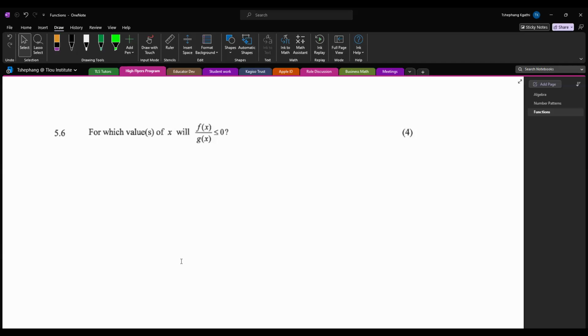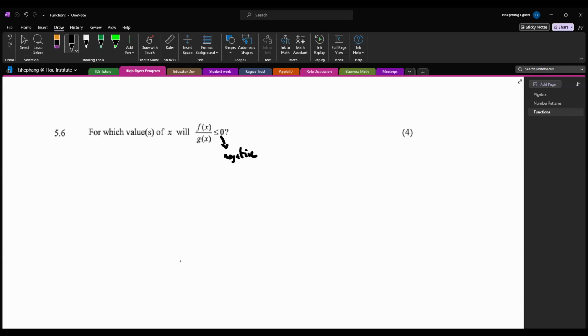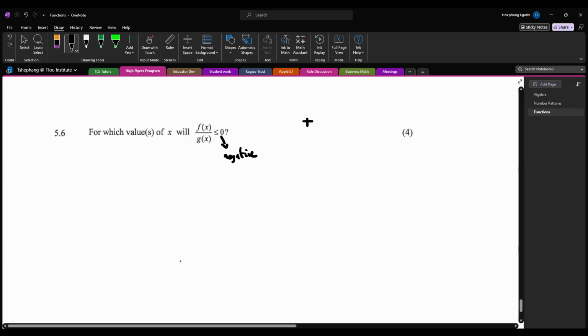Now let's try to use analysis. They're saying f of x over g of x is less than or equal to 0. I need everybody to pay extra attention. What does less than 0 mean? Negative. Okay, now how can we get a negative from a fraction? It's either f of x is positive and g of x is negative, because positive divided by negative will give us that negative, or negative over positive.